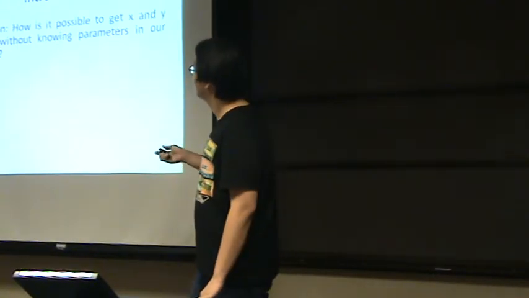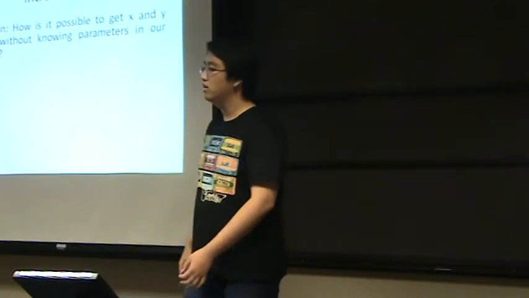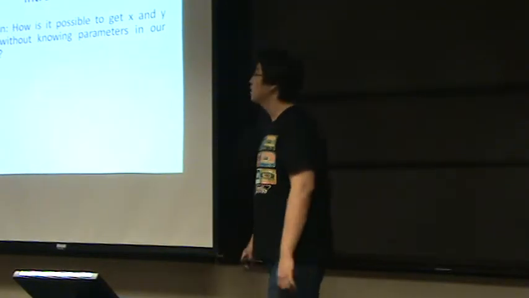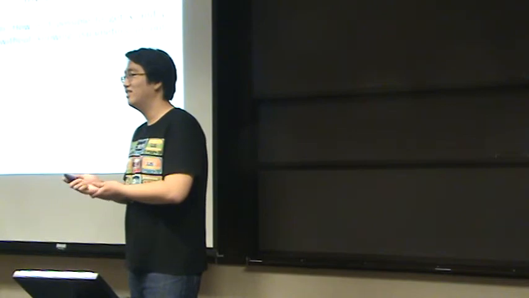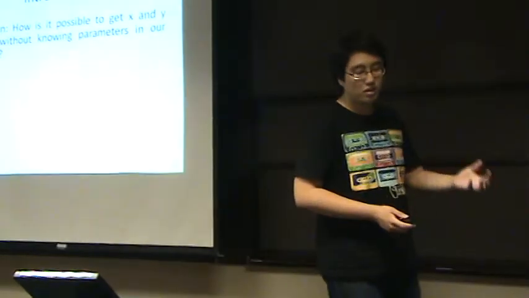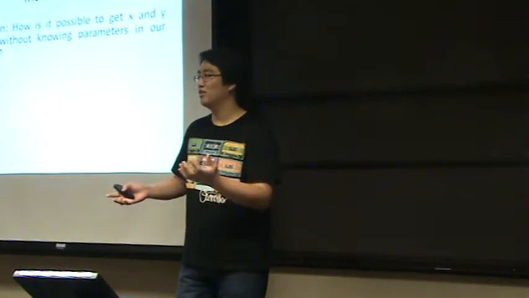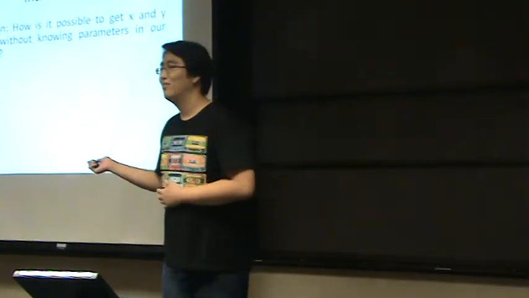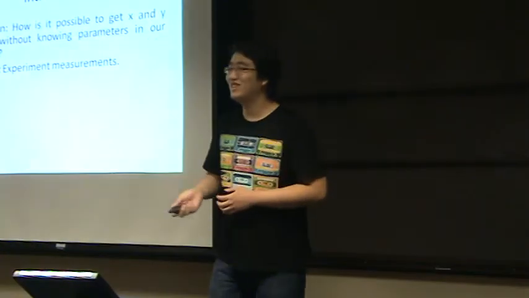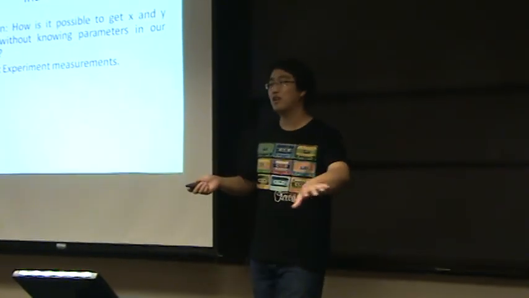Okay. So now here's a question. How is it possible to get your x value, y values without knowing the parameters in your model? Where do you get the data? Come on guys, you propose your model based on your understanding in your area, and you want to verify your model. What would you do? You do the experiment. Do the experiment to measure your x and y values.